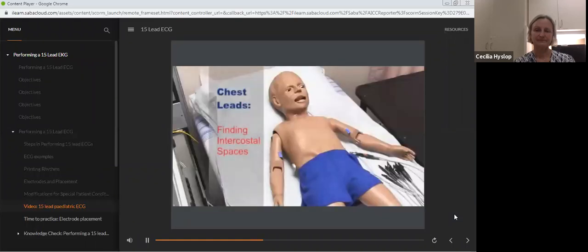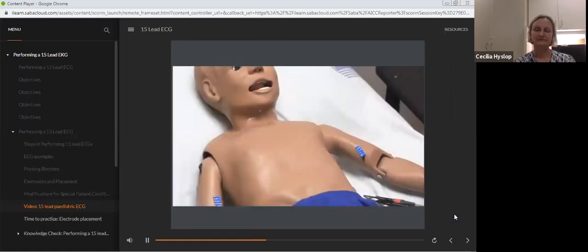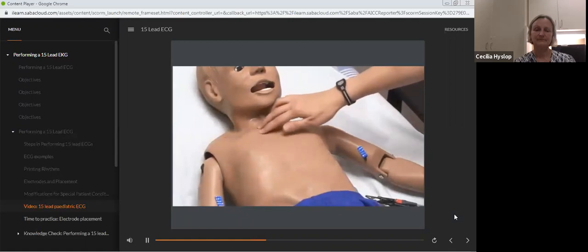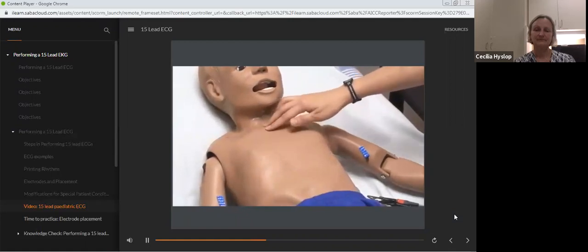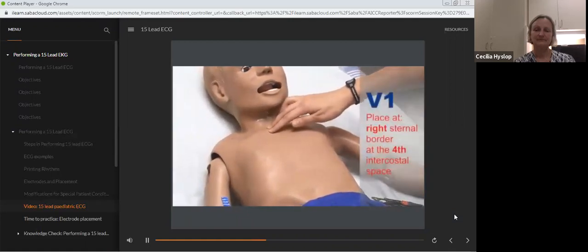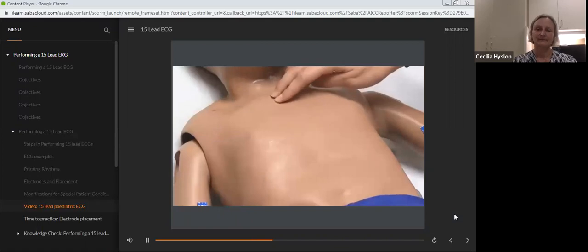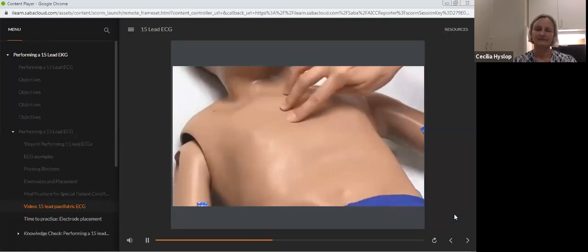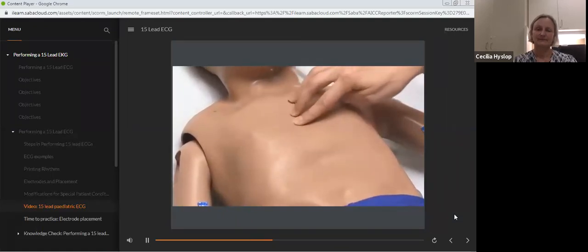In order to place the chest leads, we need to know the intercostal spaces. The first intercostal space often is located below the clavicle here. V1 will be placed on the right sternal border on the fourth intercostal space. So 1, 2, 3, 4.